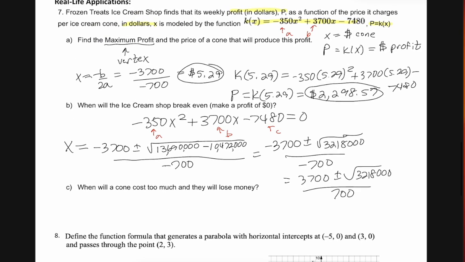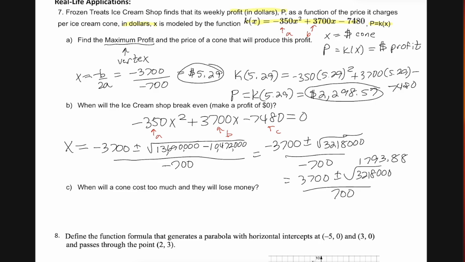Okay, so let's do the square root of that big number. Let's see what we get. If we get a bigger number than 3,700, we don't. So this is approximately 1793.88.